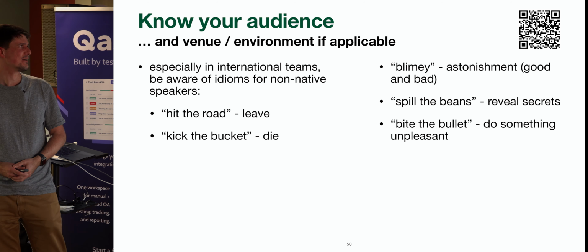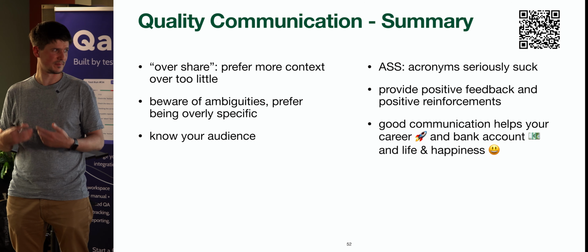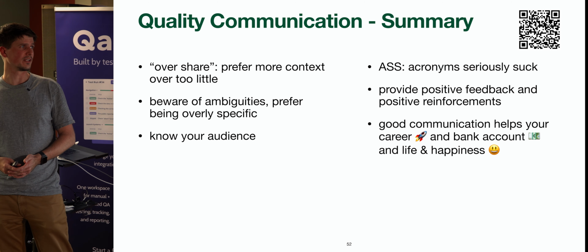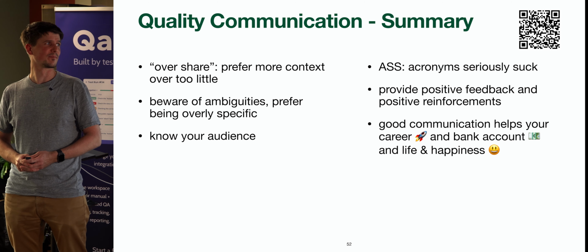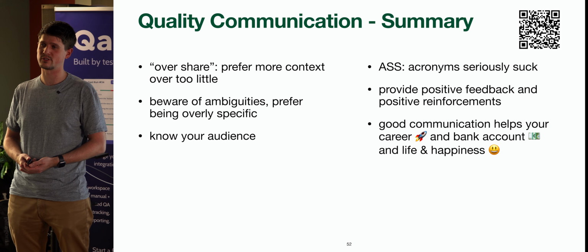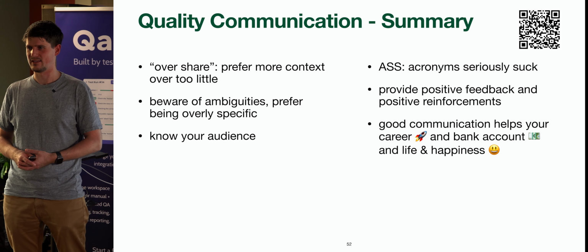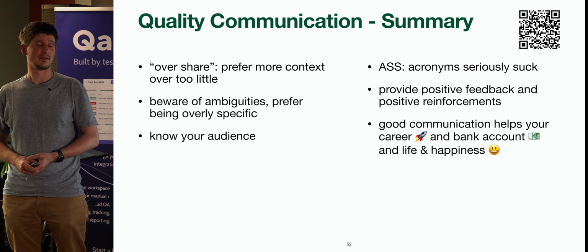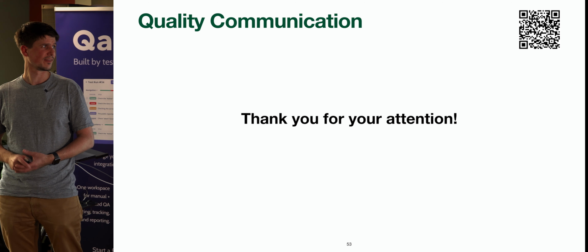In summary, again, overshare, prefer more context over too little. Beware of ambiguities, prefer being overly specific. Again, just say more, give people more chances to understand. Know your audience. I know we don't like Elon Musk, but acronyms seriously suck. Also provide positive feedback and positive reinforcement, this is about code reviews, rather than just telling people what they did wrong. And finally, good communication helps your career, maybe your bank account, and it's general good advice for life and happiness. Thank you.